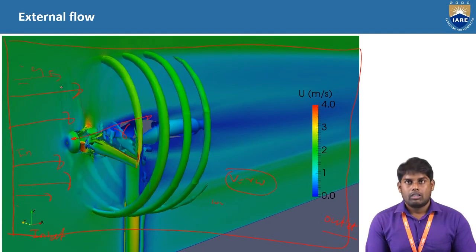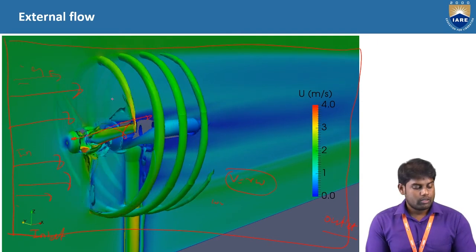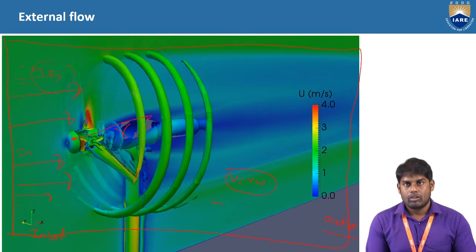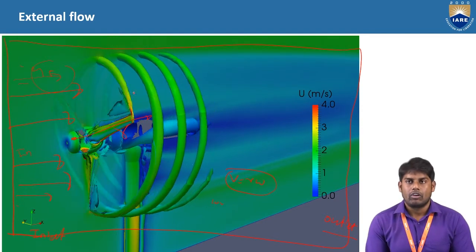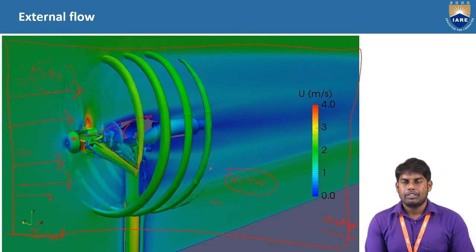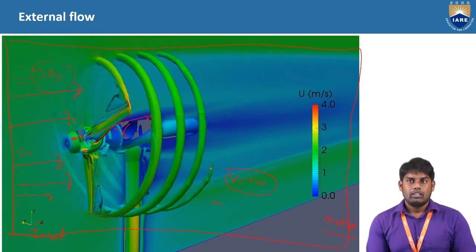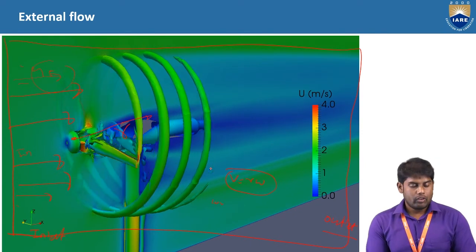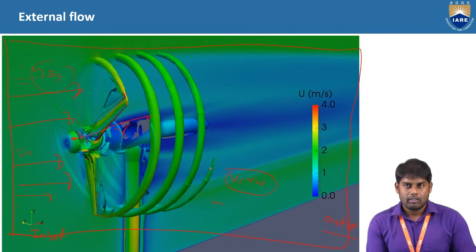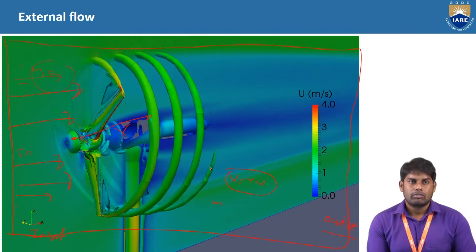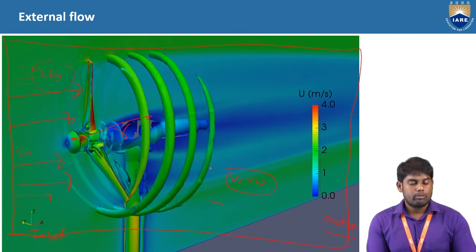Then you can see what happens when the free stream velocity interacts with the linear velocity of the turbine: there would be a change of the velocity. These effects can be seen using CFD. Basically, when you are investigating external flow, if the speed is very much less than the speed of sound, then your domain should be very large.